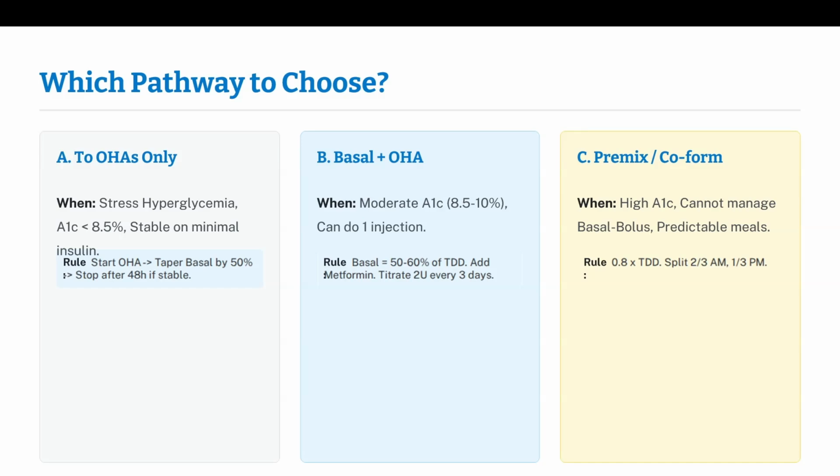Premix or co-formulation is done when the HbA1c is very high and the patient cannot manage basal bolus regimen and a predictable meal pattern is there for the patient. The rule is 0.8 times the total daily dose requirement, and split it into two-thirds of the total daily dose in the morning and one-third in the night to prevent nocturnal hyperglycemia.